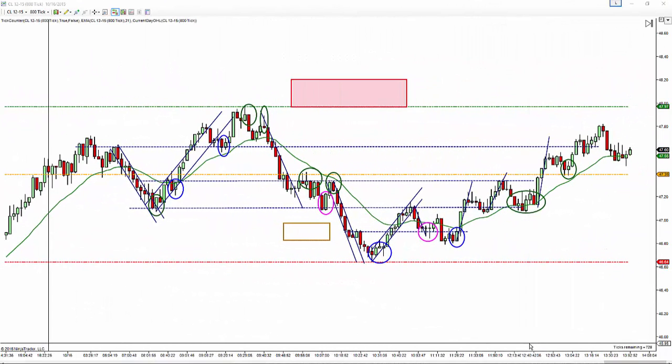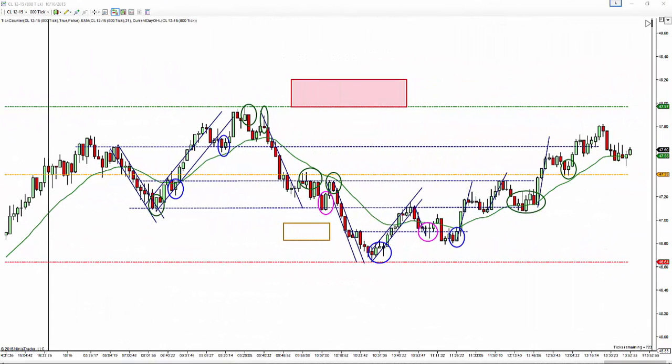Hello, this is Vance, and this is Friday, October the 16th, 2015. These are the CL trades for today using the slow hand method for price action.